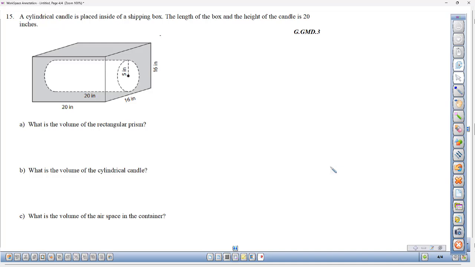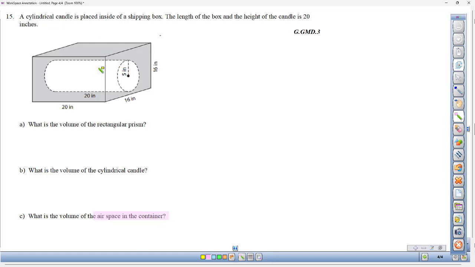Number 15. A cylindrical candle is placed inside of a shipping box. The length of the box and the height of the candle is 20 inches, and then they give us all kinds of measurements, and they want to know three things. What's the volume of the rectangular prism? Okay, we know about that. What is the volume of the cylindrical candle that's inside the box? We can do that. And then this is the key part. They want the airspace in the container.